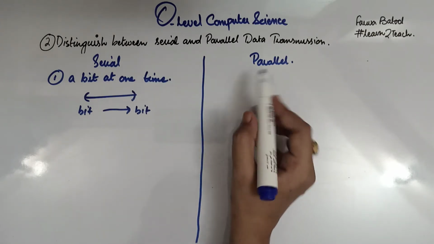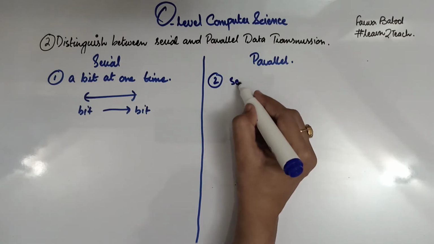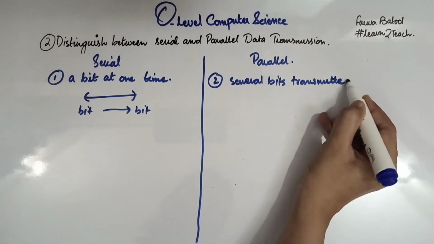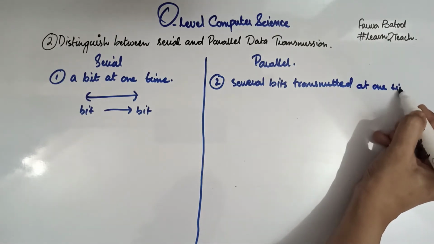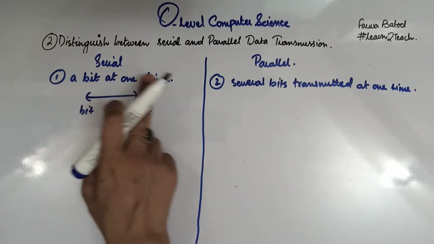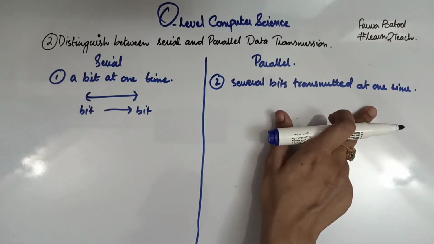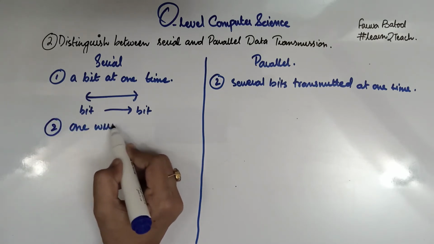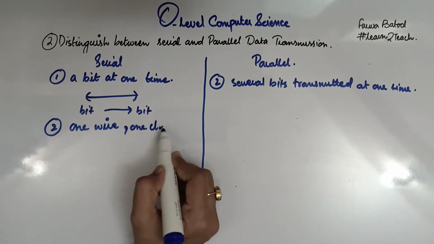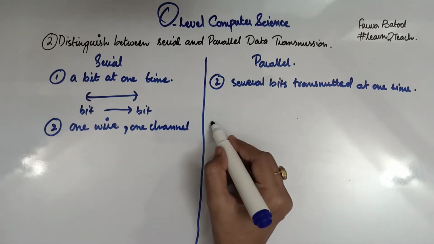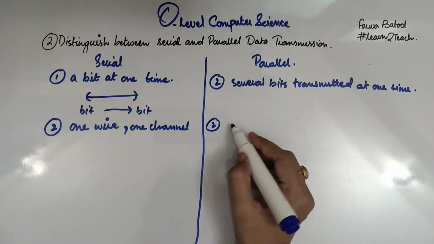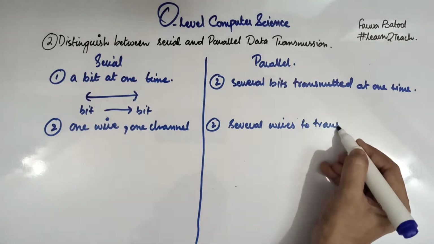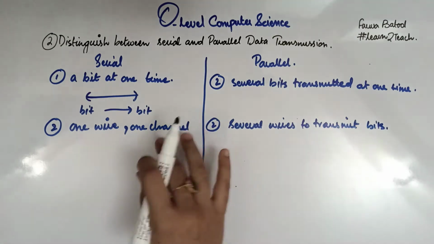But in parallel data transmission, what is important? You are transmitting several bits at one time. So this is the difference between both. Here you are transmitting one bit at one time, and here you are transmitting several bits at one time. Another thing is that since you are transmitting one bit at one time, you only need one wire or one channel to transmit that particular bit. So only one wire or one channel is required in serial data transmission, right? Whereas in parallel, due to transmitting several bits, you need several wires or several channels to transmit the bits in parallel. So these are the two major differences.